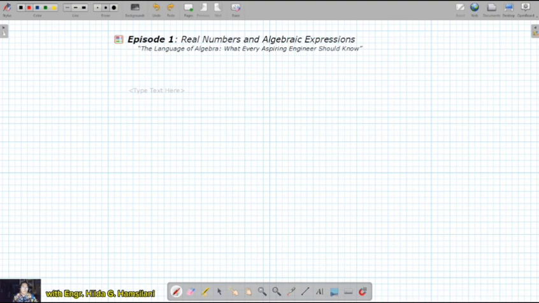I'm Engineer Hilda G. Hamsilani, and today we're starting with the very foundation of all engineering math, the real numbers and algebraic expressions, the language of algebra, what every aspiring engineer should know. But before we dive into limits and derivatives, we need to understand the language of numbers and symbols that make up every formula in engineering. Whether you're analyzing beam loads, computing material stress, or simply converting units, algebra is everywhere. So let's start building that foundation.